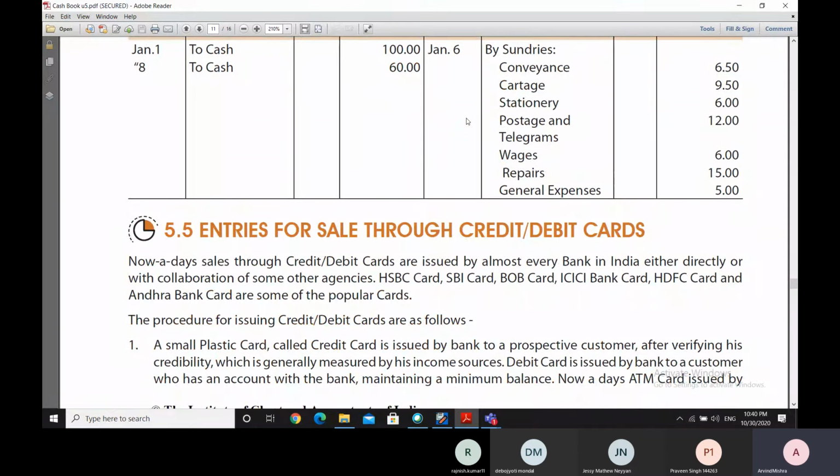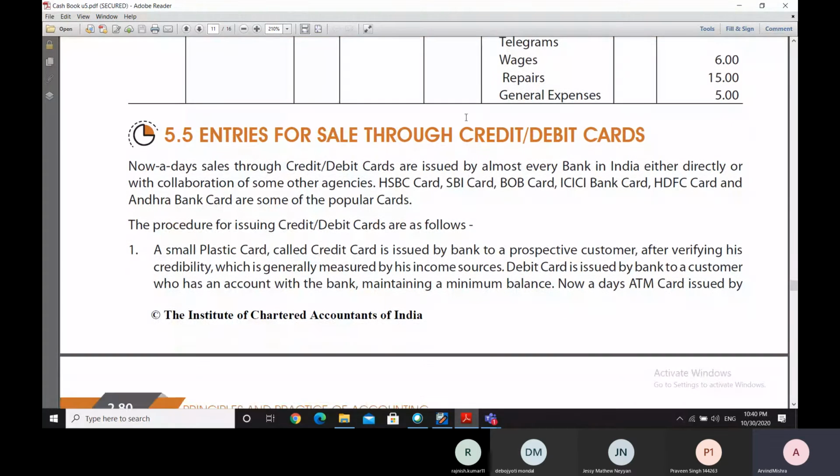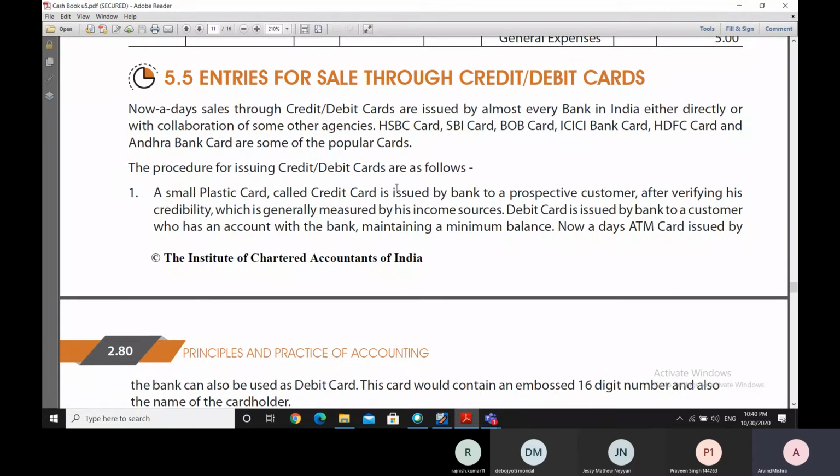Now we come to entries for sale. We were doing cash book entry. Supposing sale is made through the credit and debit cards, then how do we make entries for that? Nowadays, sales are made through the credit and debit cards, which are issued by almost every bank in India, and some banks issue them directly, and some banks issue them in collaboration with some other agencies. So these are the list of some of the cards which are popular cards.